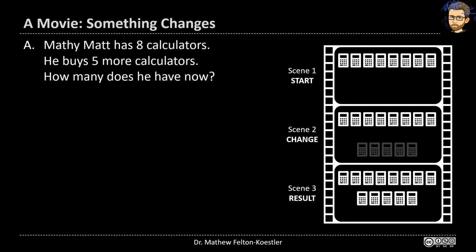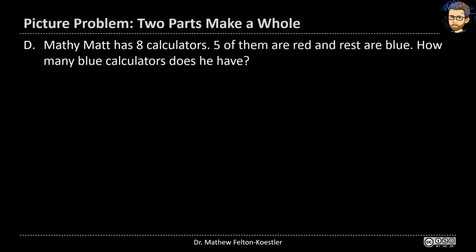Right? And I can make any of those frames in the story, any of those scenes in the film, be the unknown part of the story. And that's how we get some different types of story problems. But the thing that they share in common is that it does have the start, middle, and end, or start, change, and result.